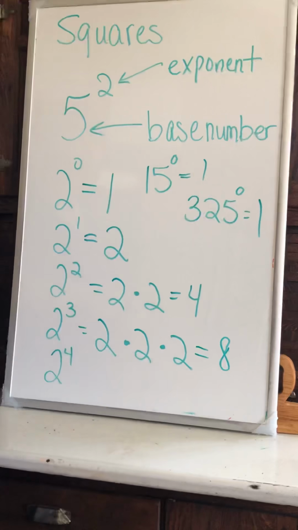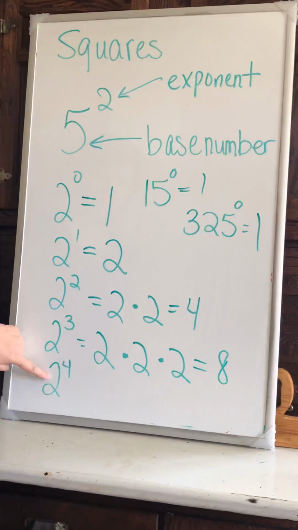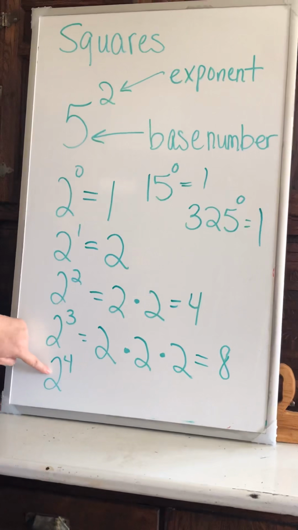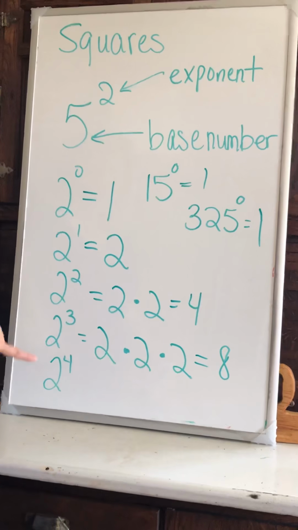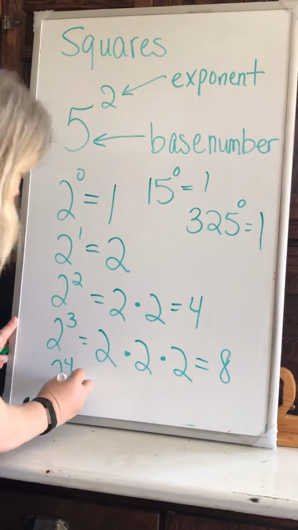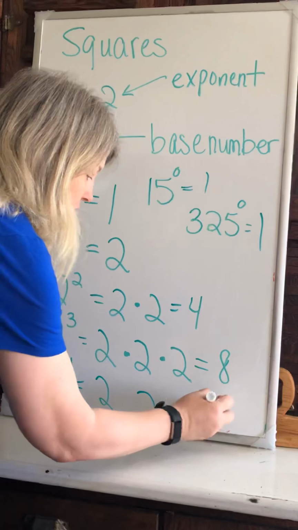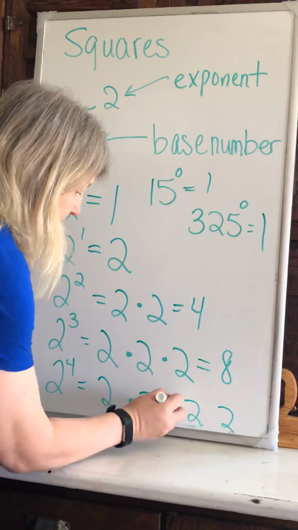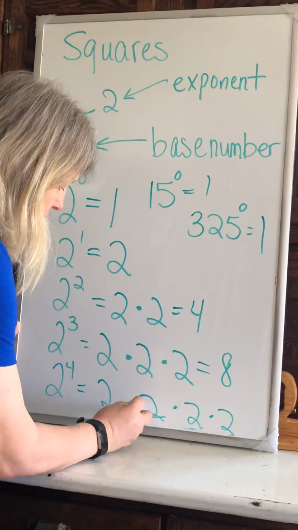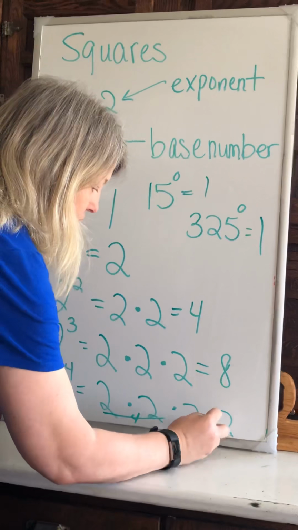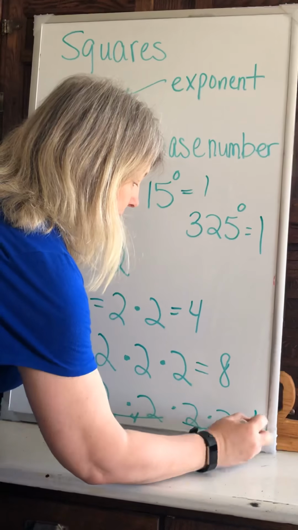Now, at this point, you might want to start grouping numbers together to get your answer. This one right here, it starts saying 2 to the 4th power. After that, it's 2 to the 5th power, 2 to the 6th power. So we take our base number 2, we write it 4 times. We're going to put a multiplication sign in between. So 2 times 2 is 4, 2 times 2 is 4, and then 4 times 4 equals 16.